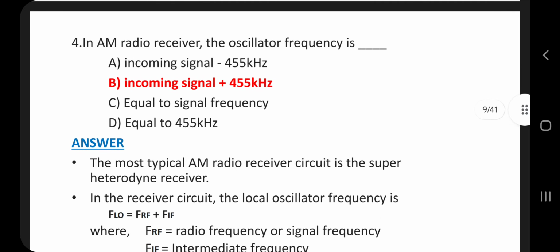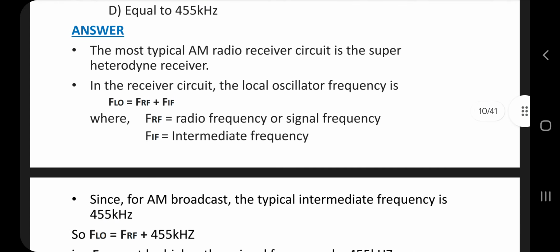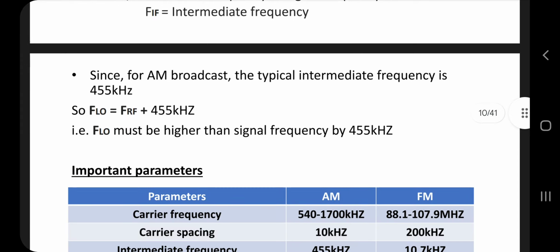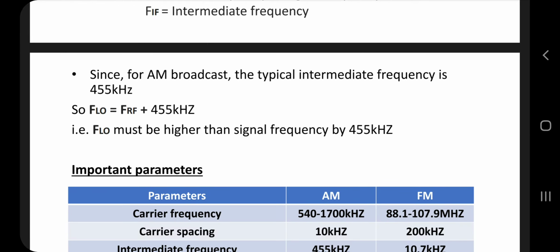Question number 4. In AM radio receiver, the oscillator frequency is, answer is option B, incoming signal plus 455 kHz. The most typical AM radio receiver circuit is the superheterodyne receiver. In the receiver circuit, the local oscillator frequency is FLO equal to FRF plus FIF, where FRF is the radio frequency or signal frequency and FIF is the intermediate frequency. Since for AM broadcast, the typical intermediate frequency is 455 kHz.